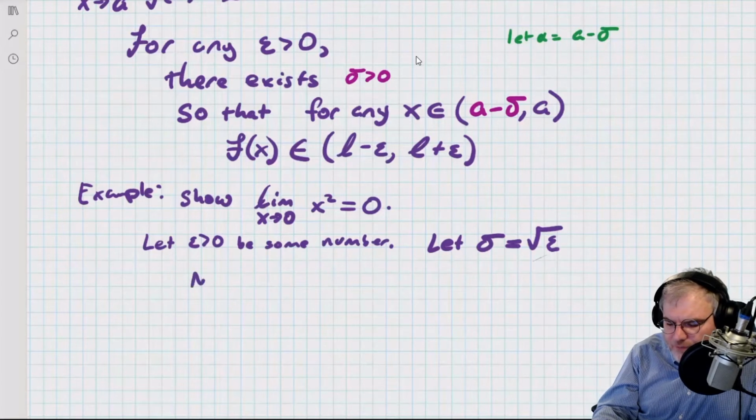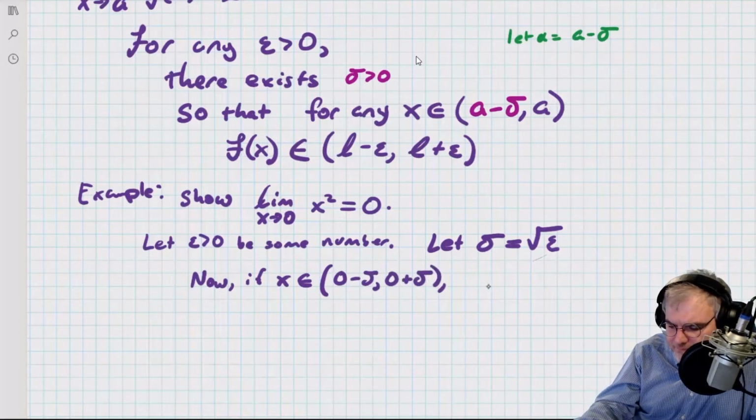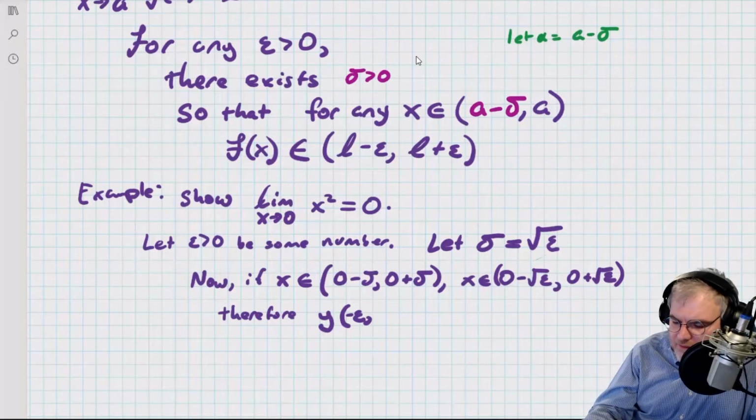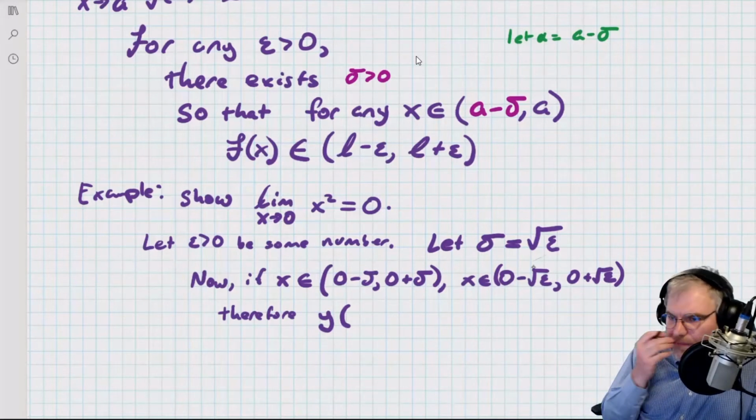Okay? Now, if x is in 0 minus delta, 0 plus delta, x is between the square root of epsilon, 0 minus the square root of epsilon, 0 plus square root of epsilon. Therefore, y is in epsilon, negative epsilon, comma, it's actually in 0. Right, if I square something negative, I actually wind up on the positive side.